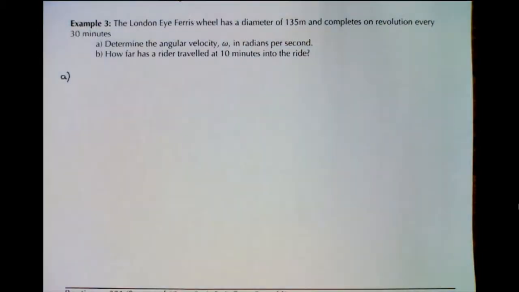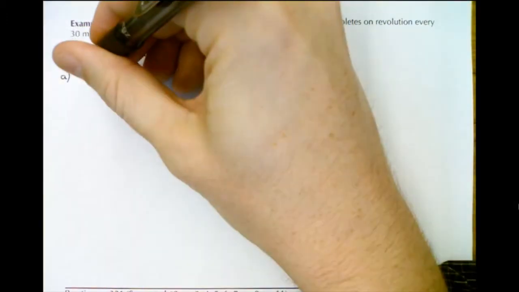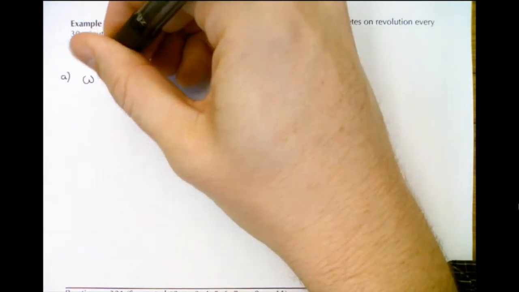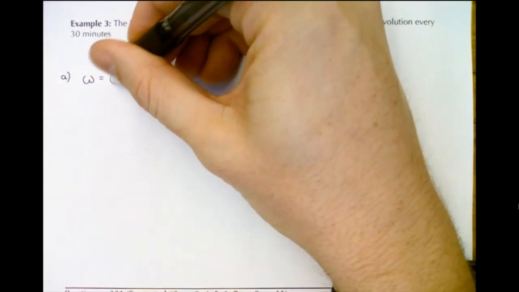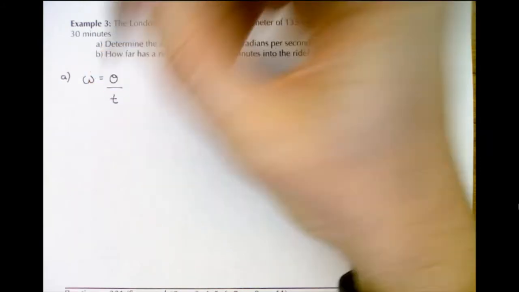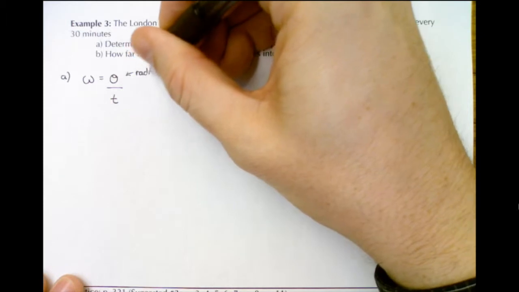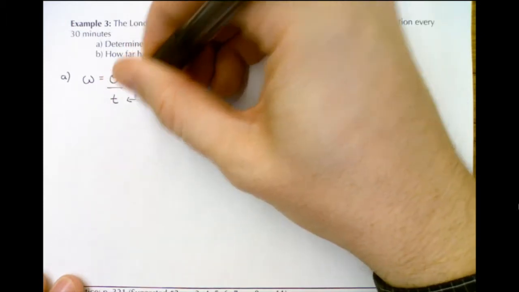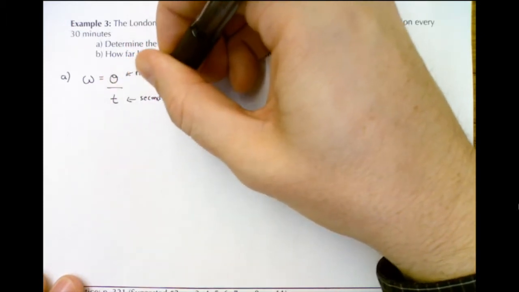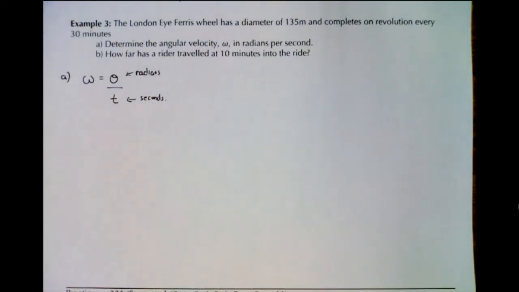Per is divide. So what we're going to do is take our radians and divide it by our seconds. Or specifically, to find angular velocity, we're going to take our angle and divide it by our time. And the key is that we want our angle in radians and our time in seconds. So to find our angular velocity, we need to figure out two things. An angle related to a time.